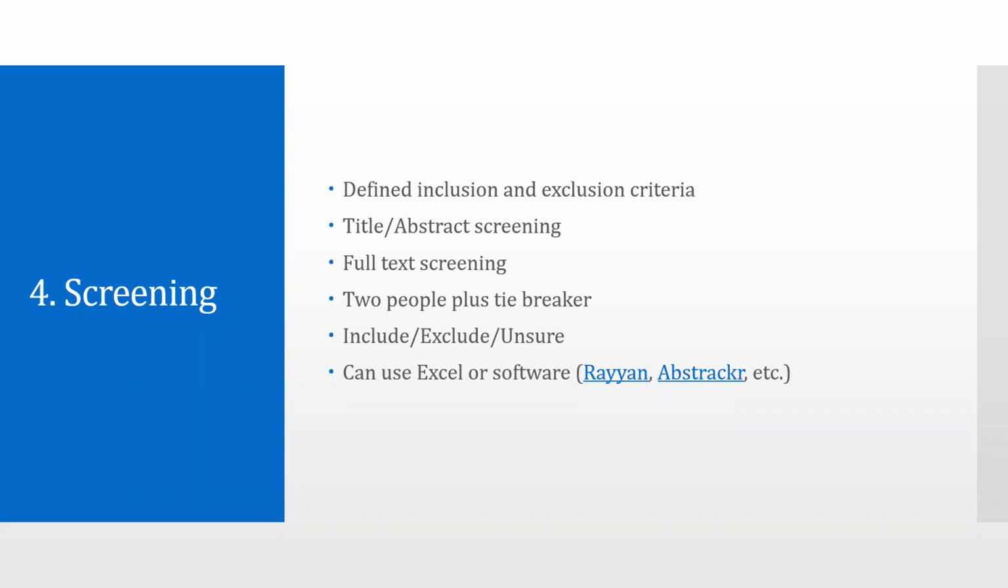There are times when you and your colleagues don't agree. And I know that's hard to fathom. But it is possible, and you will need that one additional person to perhaps come alongside you and help you determine, based on your inclusion and exclusion criteria, does this fit or does it? And so that's why we recommend 2 people plus the tiebreaker.